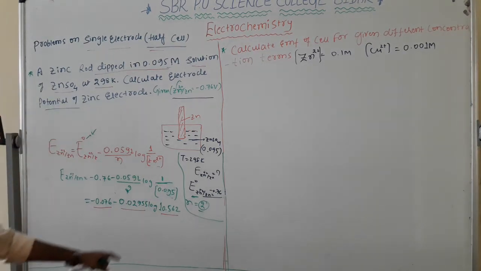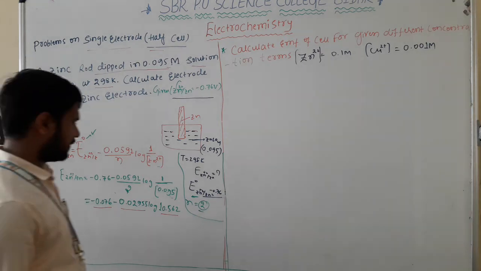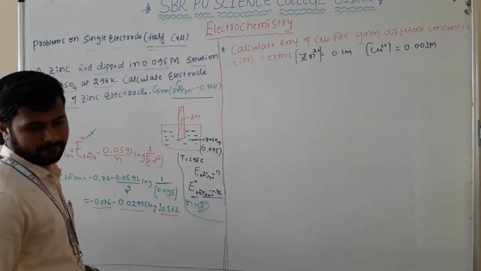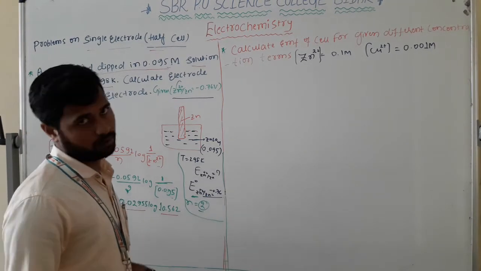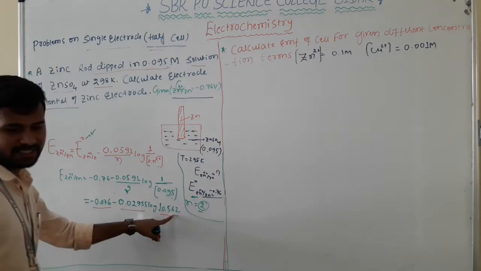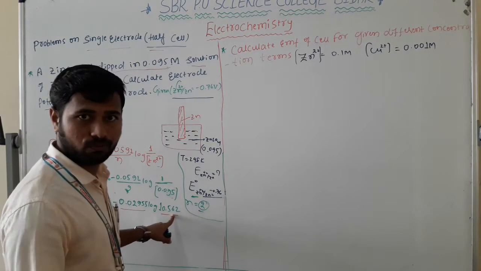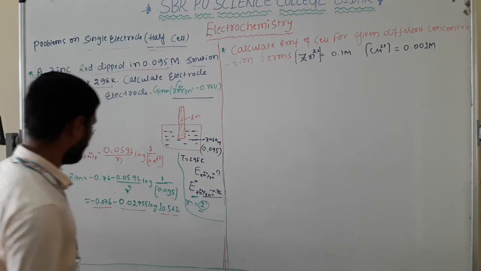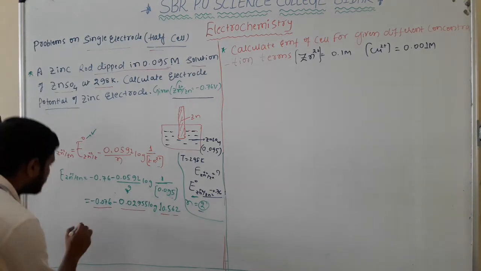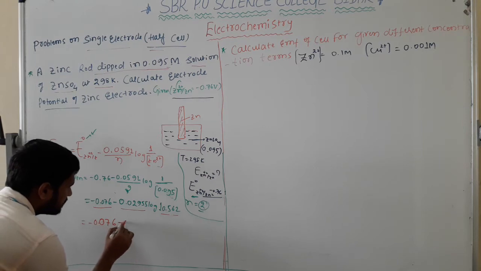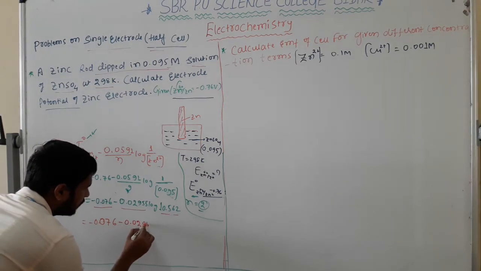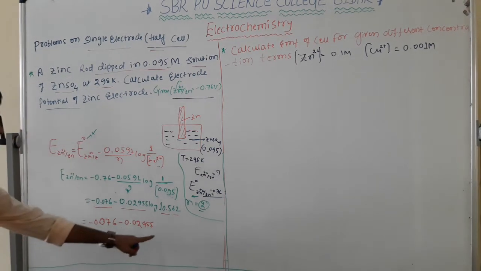Now many students know what the log 10 value is. Can anyone tell? 1 point something, because log 10 base 10 is almost 1. We have 5.6, so 0.24 something will come. Now see what I am going to do: 0.076 minus 0.02955, and a log, it will be log now.